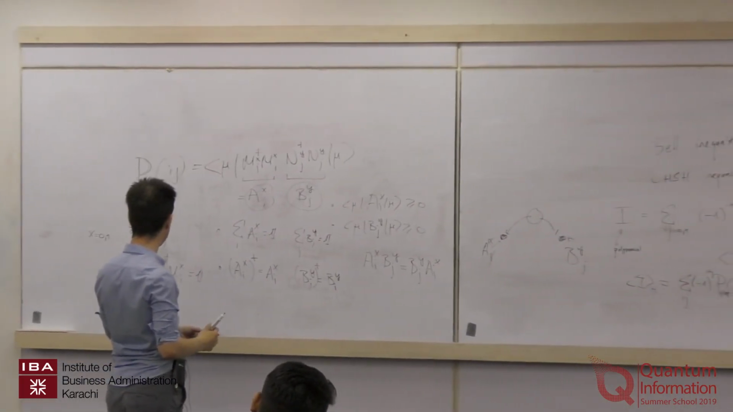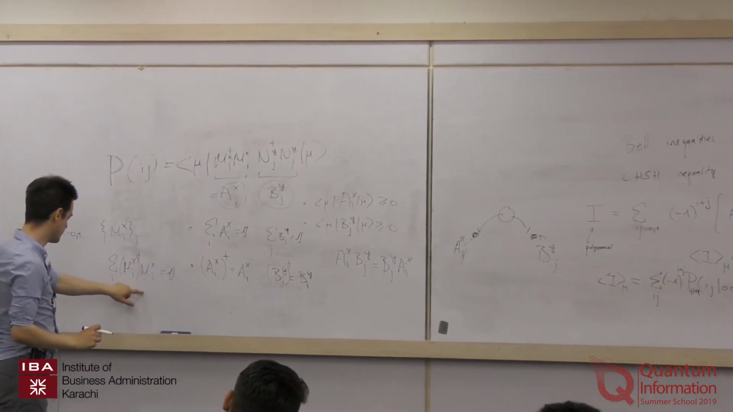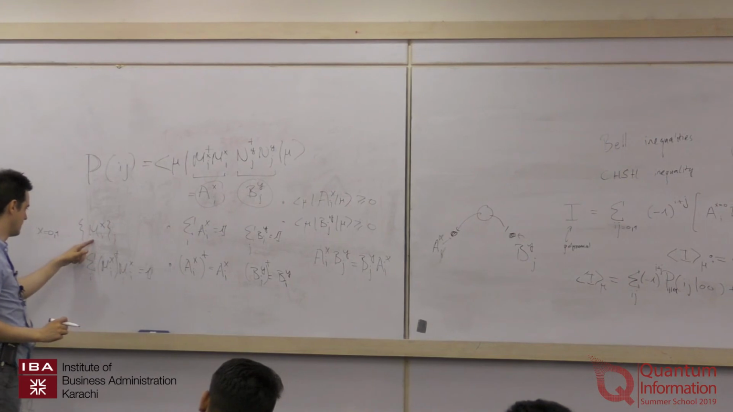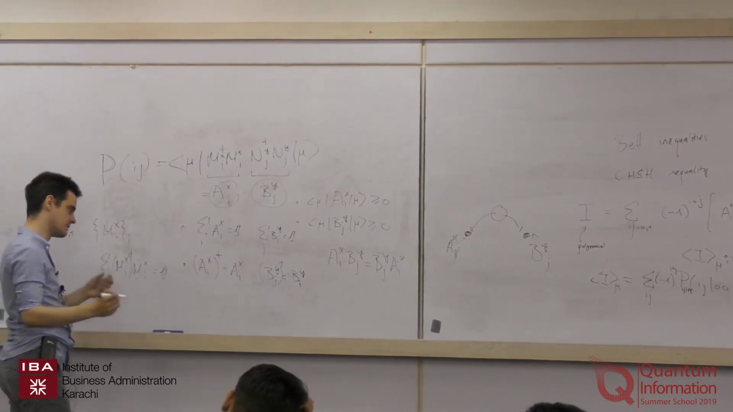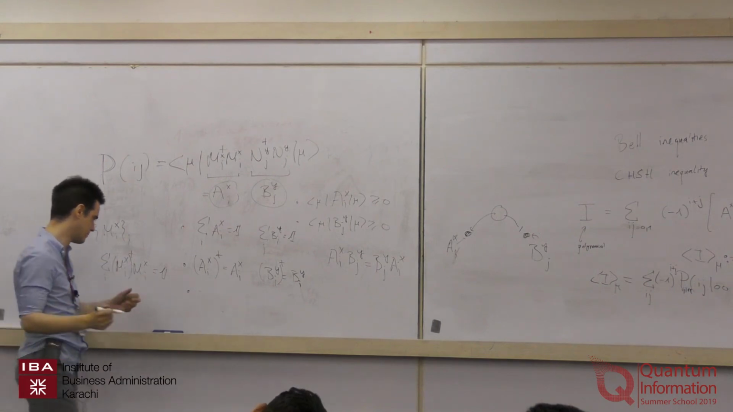Oh, there was something that I forgot to put on this board. They sum to identity, and they are projective measurements. So it's something that Amy did not explain. I will assume that it's there. It's going to be in the textbook.